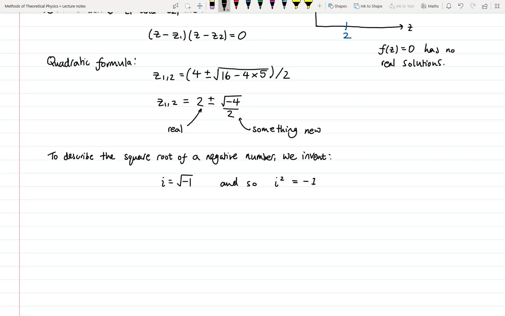Now, looking at our roots, we need the square root of minus 4. So we can now write the square root of minus 4 is the square root of 4 times the square root of minus 1, which is 2i. Therefore, our roots are z1 is 2 plus i, and z2 is 2 minus i. And these are complex numbers.